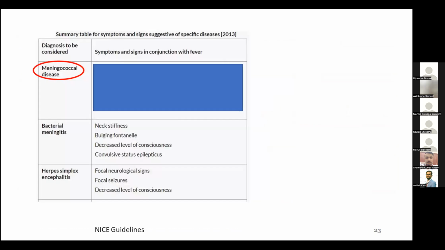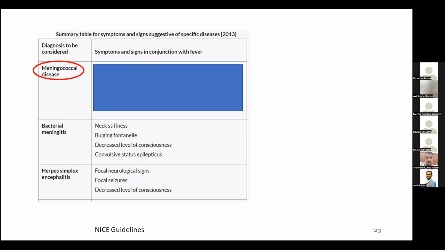So these are some of the disease focuses. I cannot cover all the disease progression. So some of the signs and symptoms will help if a pediatric patient comes with fever. First will be meningococcal disease. Can anyone say the symptoms and signs of meningococcal disease? What will you find in the signs and symptoms? Anyone volunteers? Non-blanching rash. Thank you.